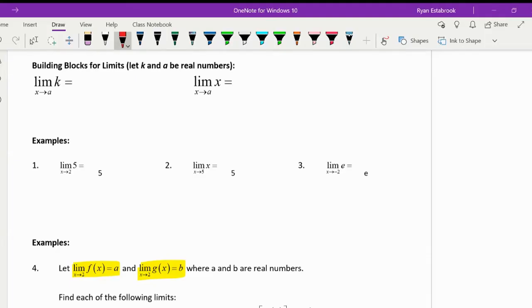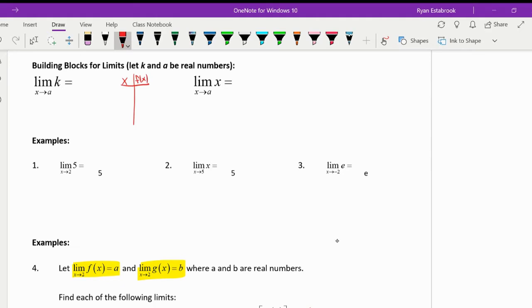7 on limit properties and techniques. So first example here says, find the limit of the function k as x approaches a. I'll call this function f of x, and the function is f of x equals k.